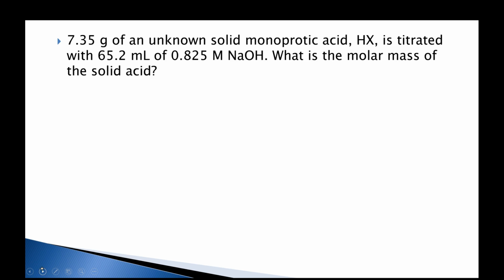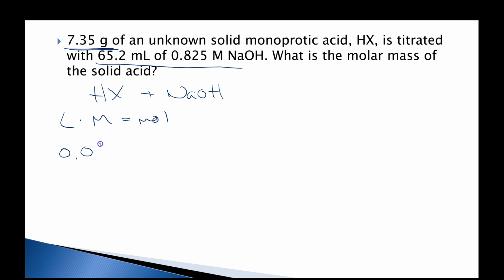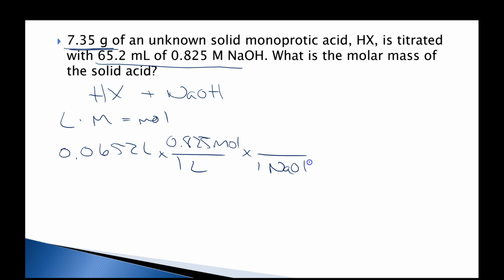Okay, last question. You're also going to do this in a lab. You're going to take some unknown solid acid, HX, only 1 proton. You're going to react it with NaOH, automatically 1-to-1. If it says grams, that means you cannot do the MAVA thing. So we have to figure out how many moles of NaOH we have. Liters times molarity gives you moles. So 0.0652 liters, 1 liter, 0.825 molarity, and it takes 1 NaOH to react with 1 acid.